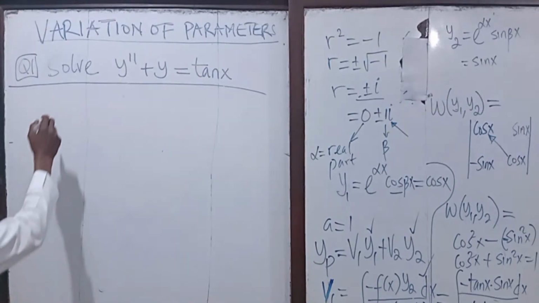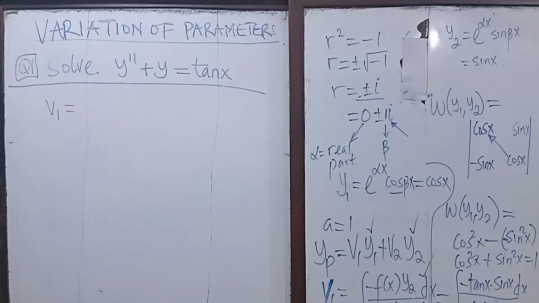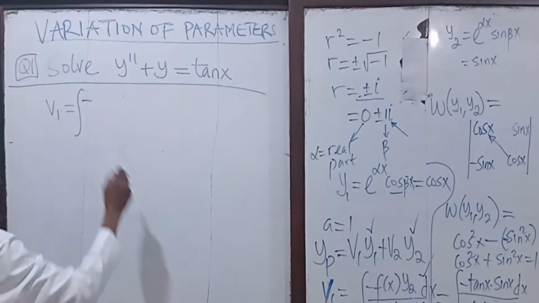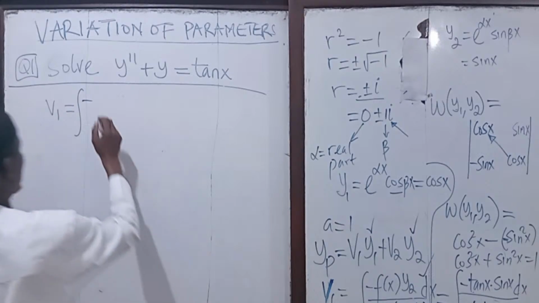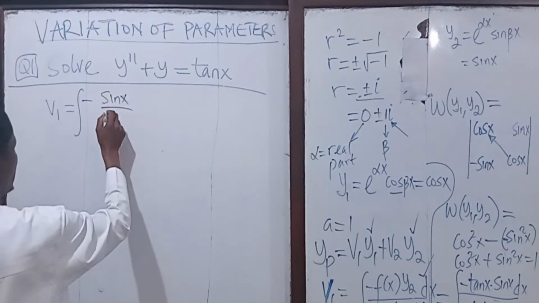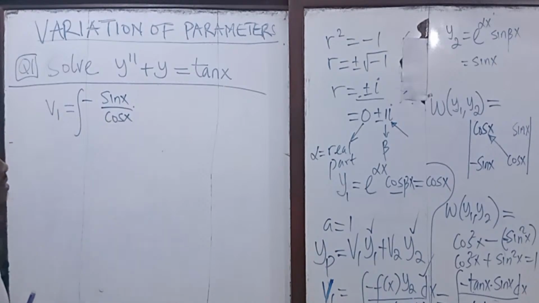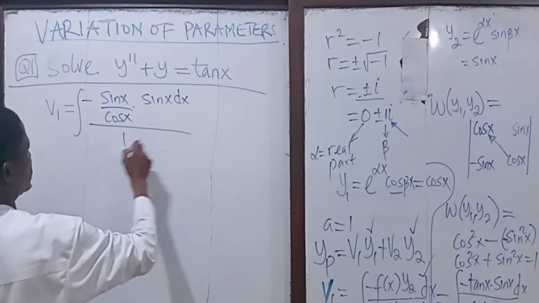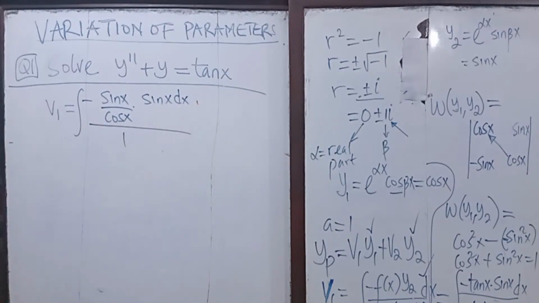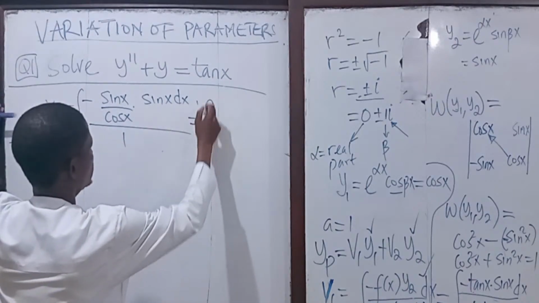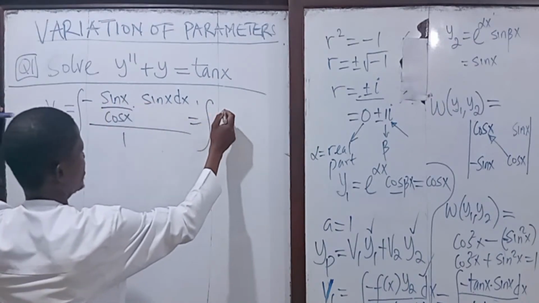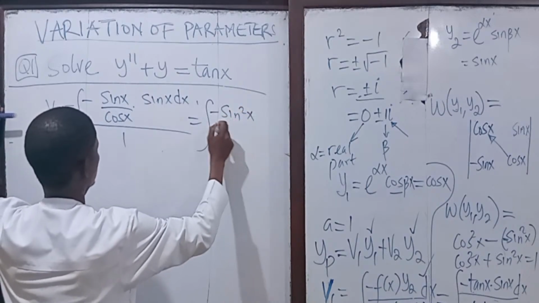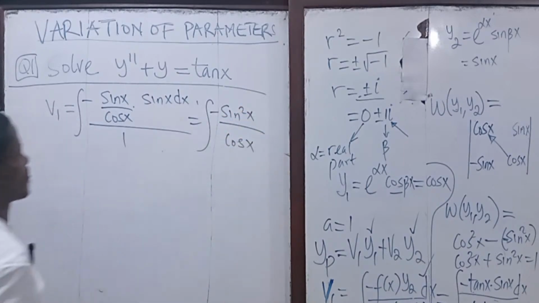So my V1, we have this integral of minus my tan x, which is sin x over cos x, times sin x dx over 1. If you do this, multiplying the numerator together, that gives minus sin squared x over cos x. So that's what we have there.